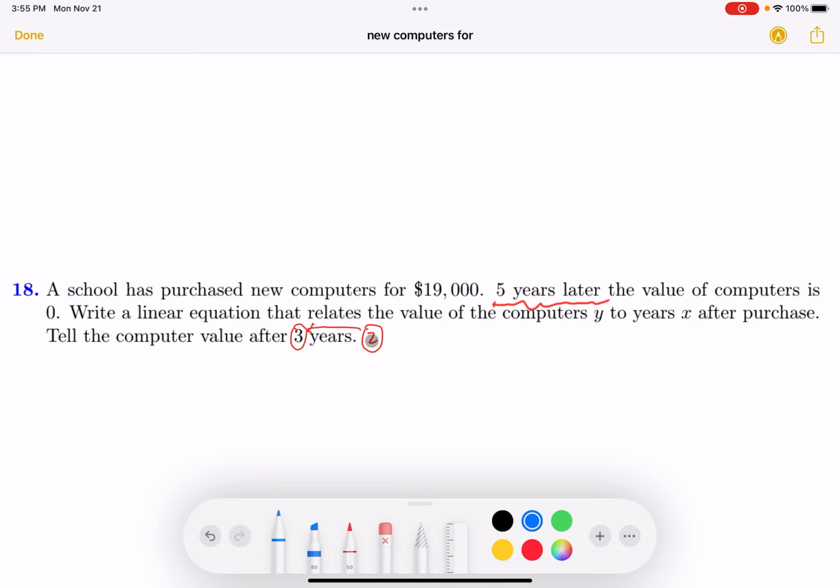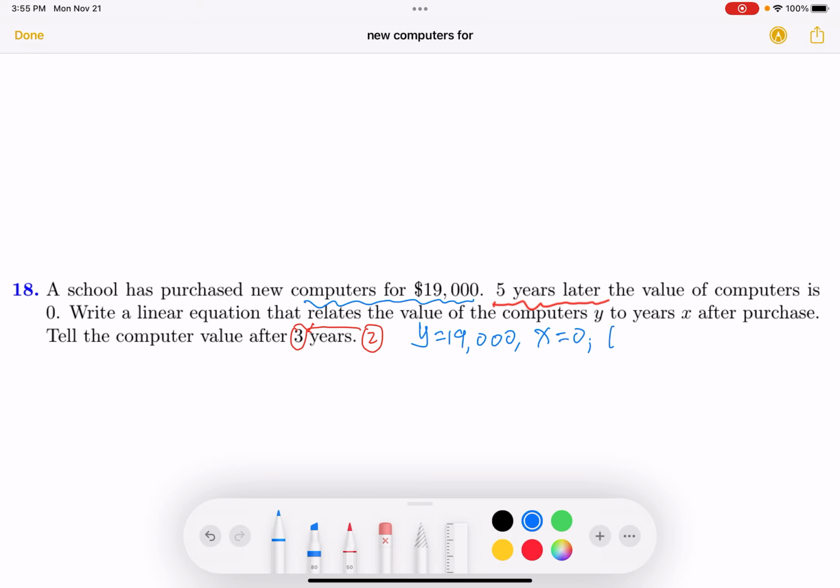Here I will do 2 years. You may do 3 years in the same way. Okay. Now, first we know that the y value will be the computer value. So here, we want to be clear y is computer value. So that's 19,000. That's at the beginning. So at the beginning, where x is 0.